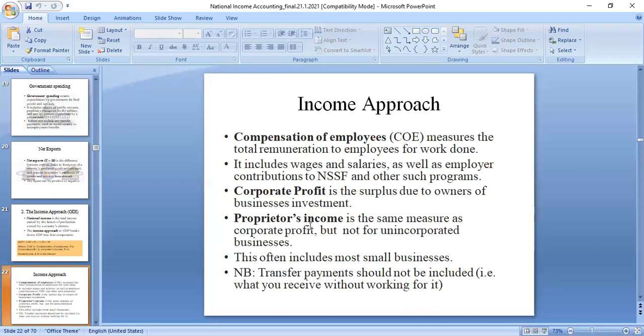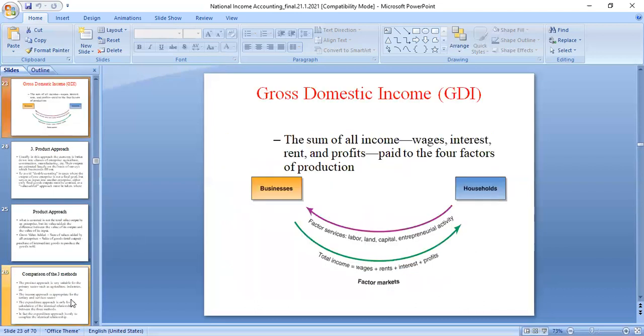And then proprietors' income. We know that proprietors are entrepreneurs, isn't it? A proprietor is someone who pioneers a business. So proprietors' income is for unincorporated businesses. We know that there are corporate types of businesses. You have corporate businesses, and you have those that are unincorporated. Those that are corporate are legal entities, isn't it? So we get all that profit now, proprietors' income, and then corporate profit. So that is the logic behind.